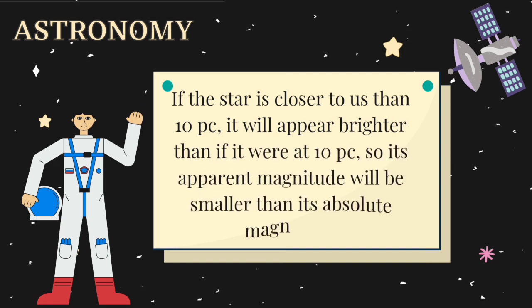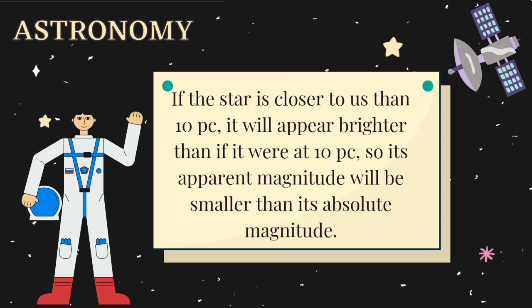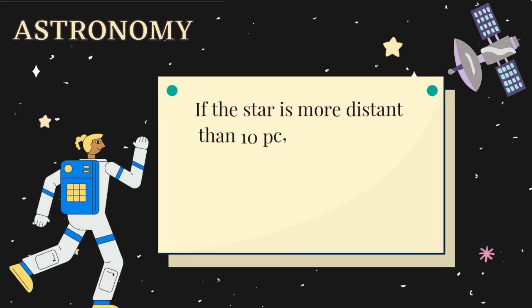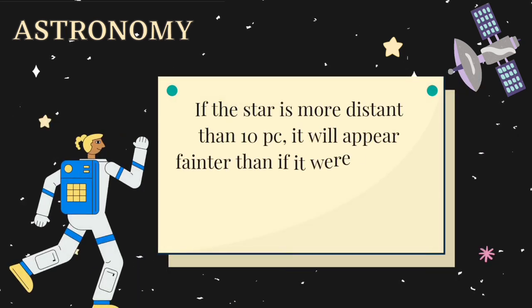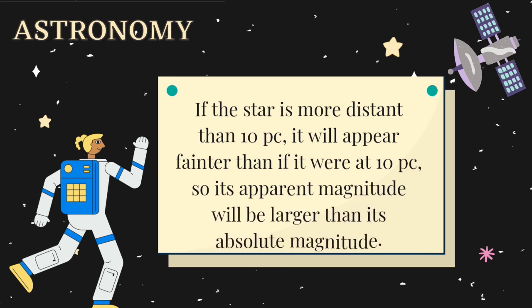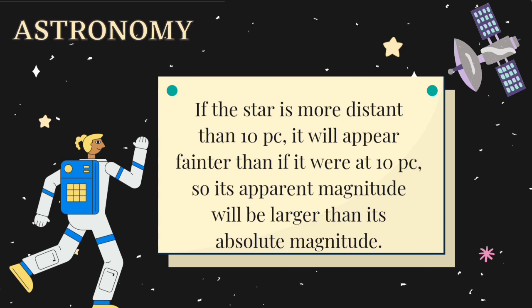So, its apparent magnitude will be smaller than its absolute magnitude. Lastly, if the star is more distant than 10 parsecs, it will appear fainter than if it were at 10 parsecs. So, its apparent magnitude will be larger than its absolute magnitude.